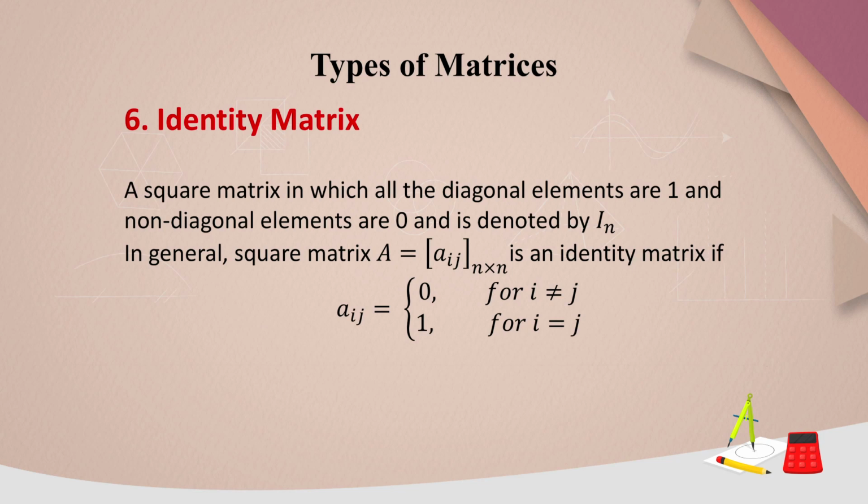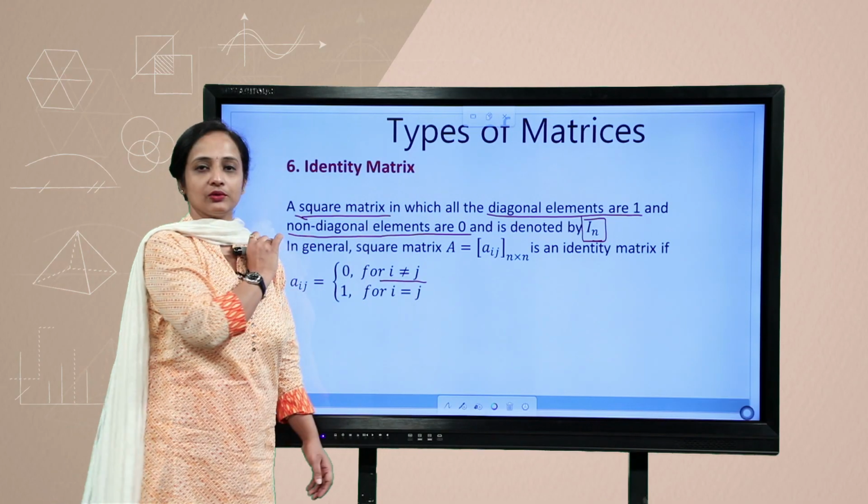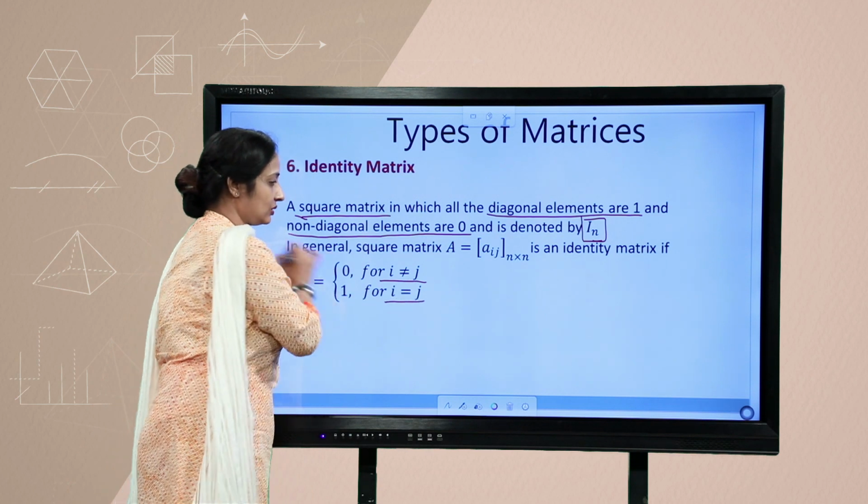So the next type of matrix is the identity matrix. This is a square matrix in which all the diagonal elements are 1, but all the non-diagonal elements are 0, and this is denoted by capital I. The subscript is the order of the matrix I. In general, you can also say a square matrix A consisting of elements Aij of order n by n is an identity matrix if Aij, the elements, are 0 for i not equal to j and they are 1 for i is equal to j.